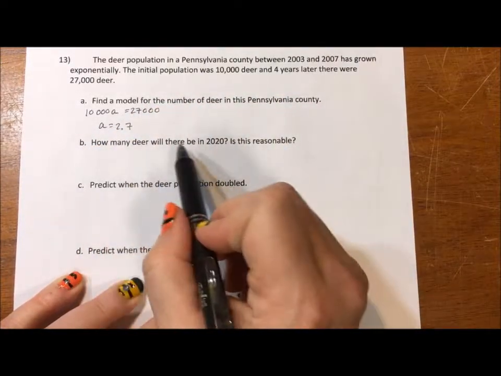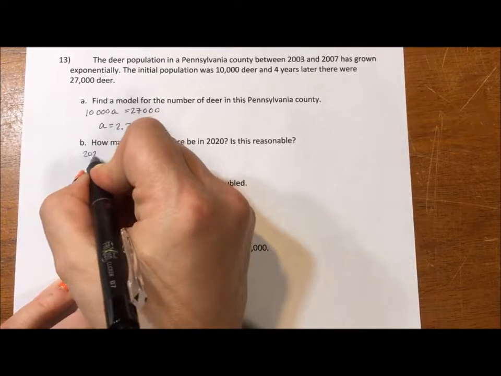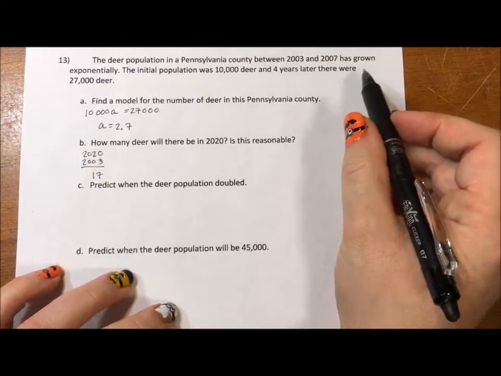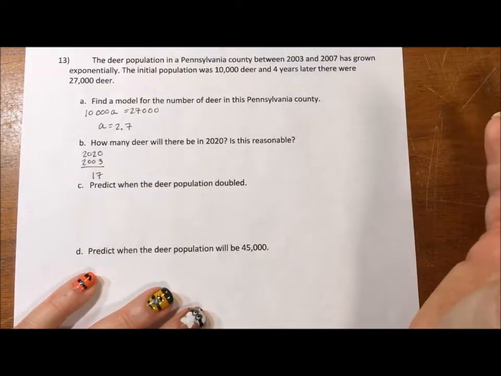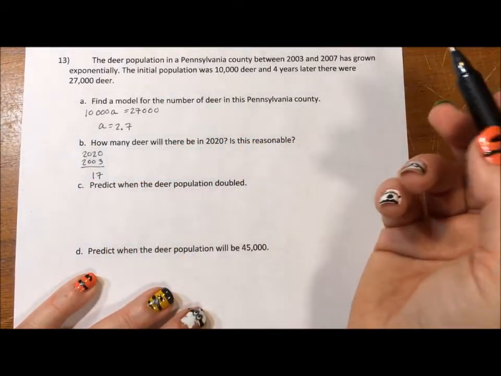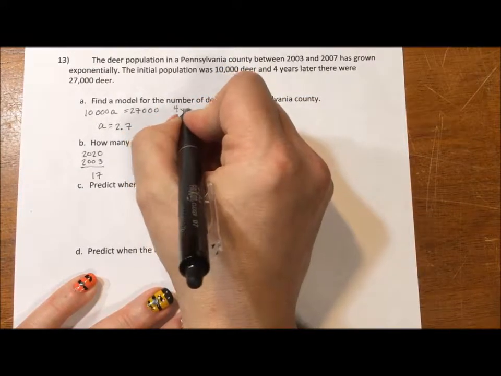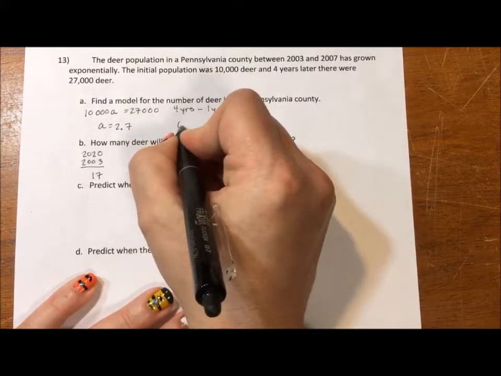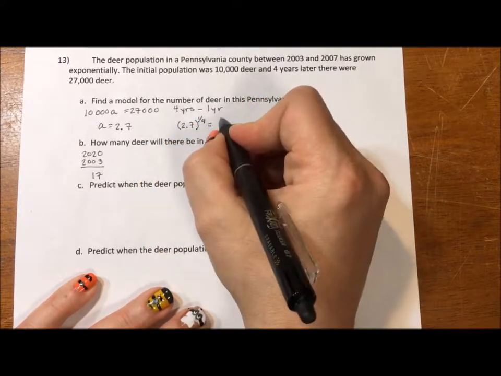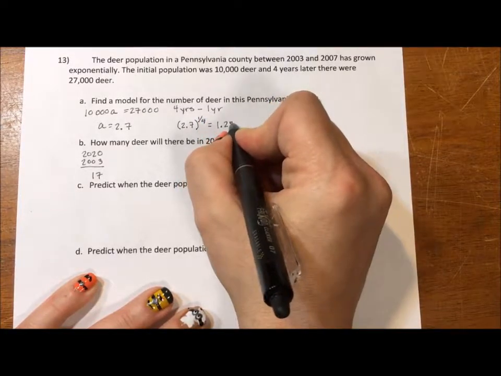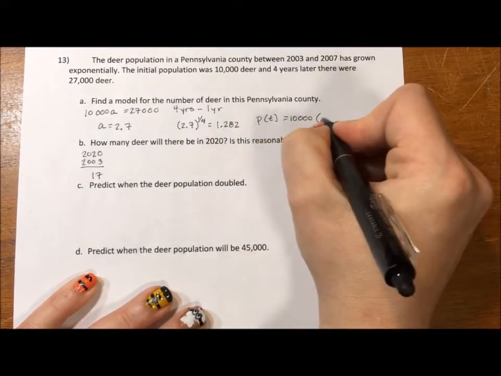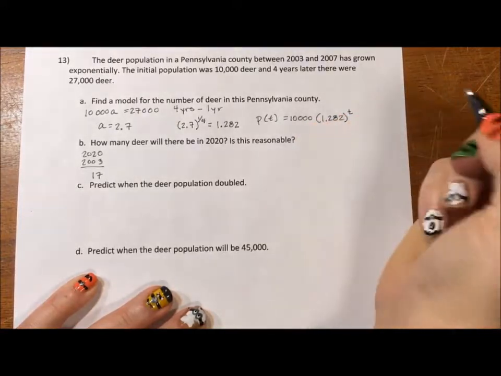The problem is it says how many deer will there be in 2020, and if I take 2020 minus 2003, I get 17, and 4 doesn't go into 17. If it was 16, that would work fine. But because I need to be able to enter 17 years, I need this model to be yearly. So I need to go from 4 years down to 1 year. I need to take 2.7 to the 1/4 to find out that the yearly growth is 1.282 and that the population over time is 10,000 times 1.282 to the t.